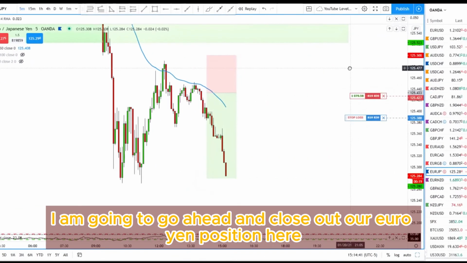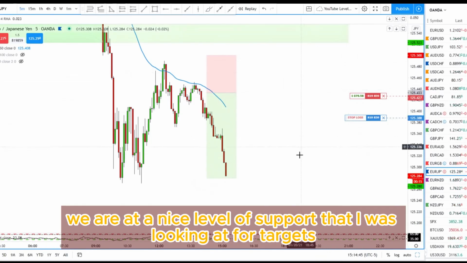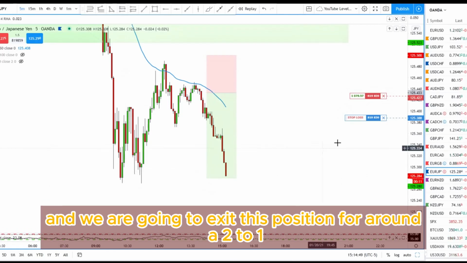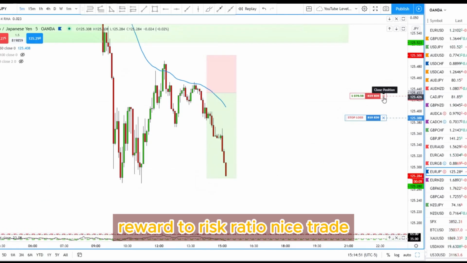I am going to go ahead and close out our euro-yen position here. We are at a nice level of support that I was looking at for targets, and we are going to exit this position for around a 2-to-1 reward to risk ratio.